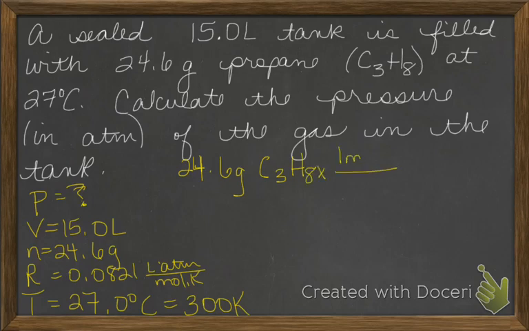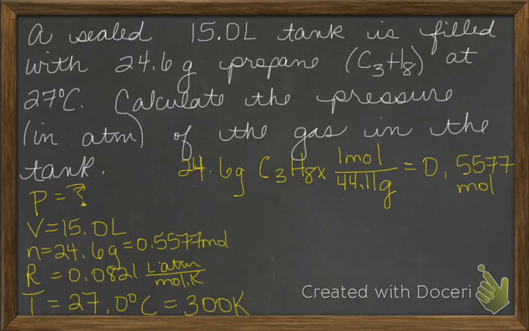and we have to convert that to moles using the molar mass of propane, which is 44.11 grams, because there's 3 carbons, right? 12.01 times 3, plus there's 8 hydrogens, and each one of those is 1.01 grams. That gives us a molar mass of 44.1. And then we divide that out, and so I know that I have 0.5577 moles of the propane. So I know this is 0.5577 moles.